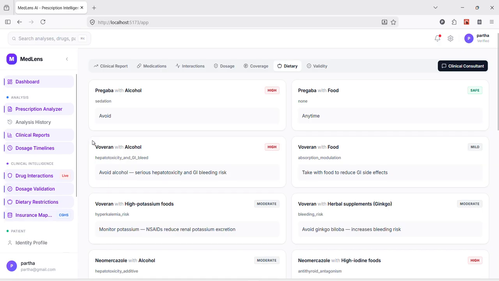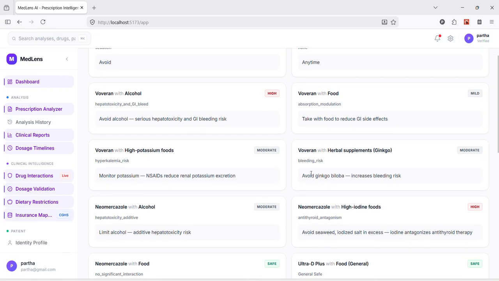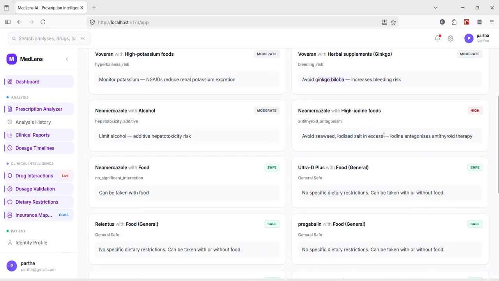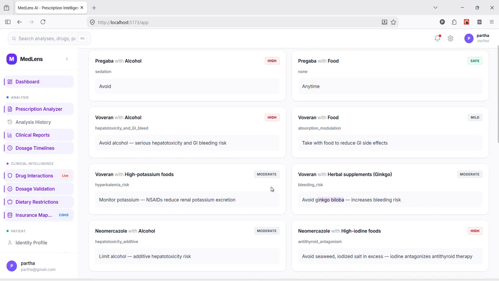Dietary interprets our medicines and previous health reports to tell us what we should and should not have. So we are asked to avoid alcohol because of sedation and absorption, and we are asked to avoid ingredients which contain all of this, since it increases the bleeding risk, and avoid iodized salt in excess because it does not help with the thyroid therapy.